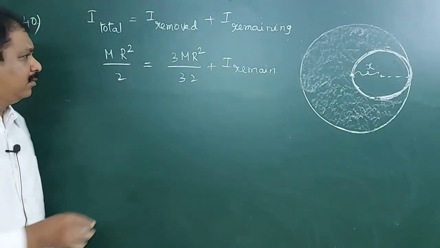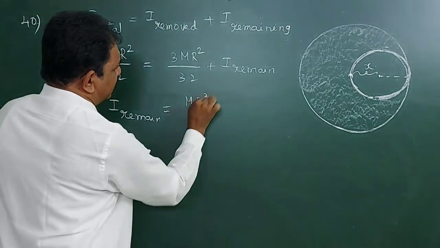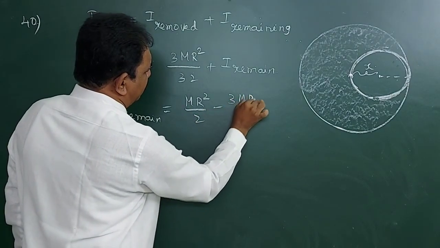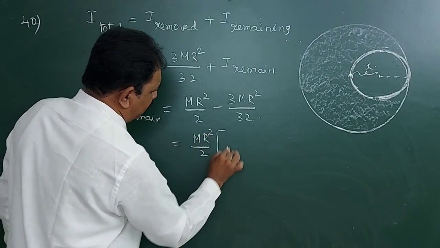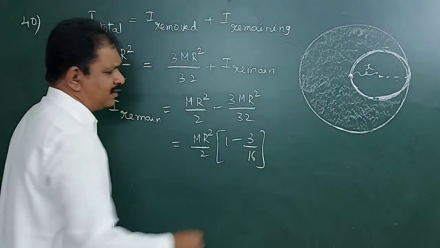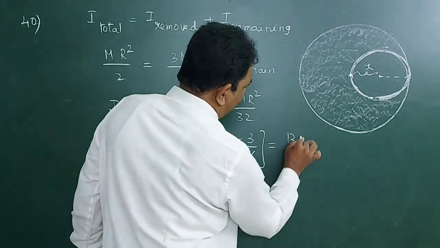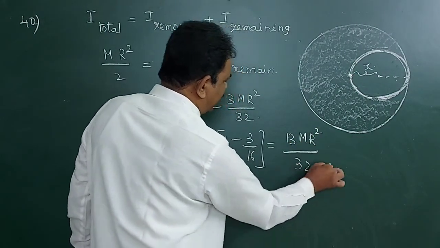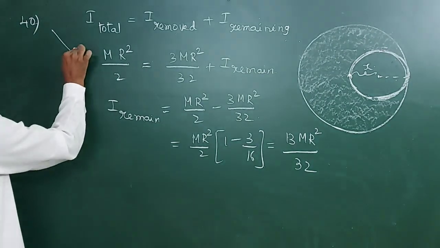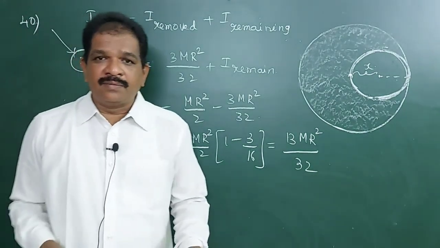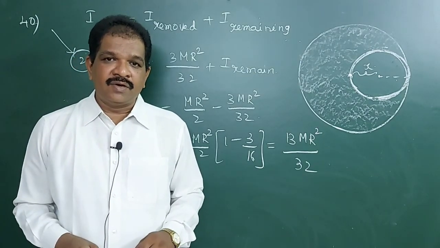Just now we calculated I removed, so I remaining will be mr square by 2 minus 3 mr square by 32. If you take mr square by 2 common, 1 minus 3 by 16. So 16 minus 3 means 13. So 13 mr square by 32. So it will be the second option. Okay, with this we will stop this lecture. Remaining problems we will finish in the next class. With that, this chapter will be complete. Thank you.